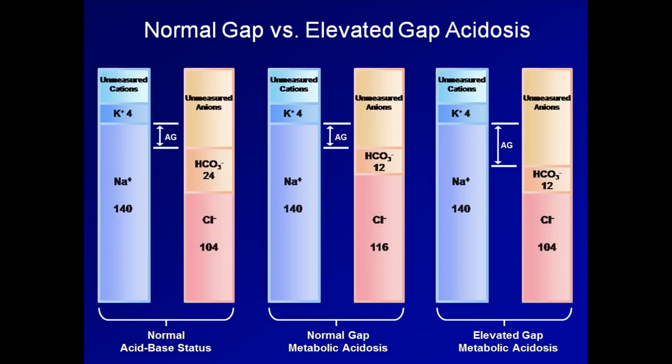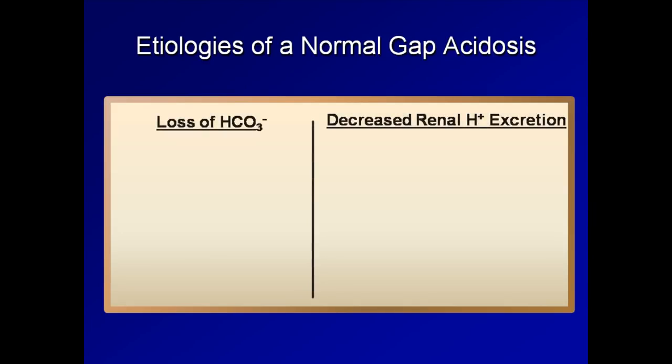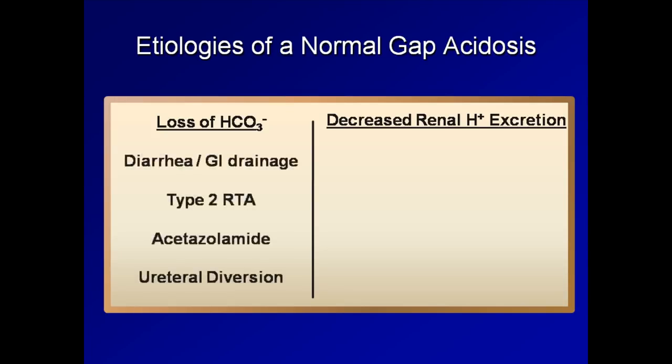I will discuss the differential diagnosis of both normal gap and elevated gap metabolic acidoses in more detail in later lectures. However, I'll quickly run through the list to give you an idea of how assessment of the anion gap can assist with determining possible diagnoses. A normal gap metabolic acidosis can be due to either the loss of bicarbonate or due to decreased renal hydrogen excretion. The former can be due to diarrhea or various forms of GI drainage, type 2 renal tubular acidosis, the carbonic anhydrase inhibitor acetazolamide, and as a chronic complication of ureteral diversion surgery.